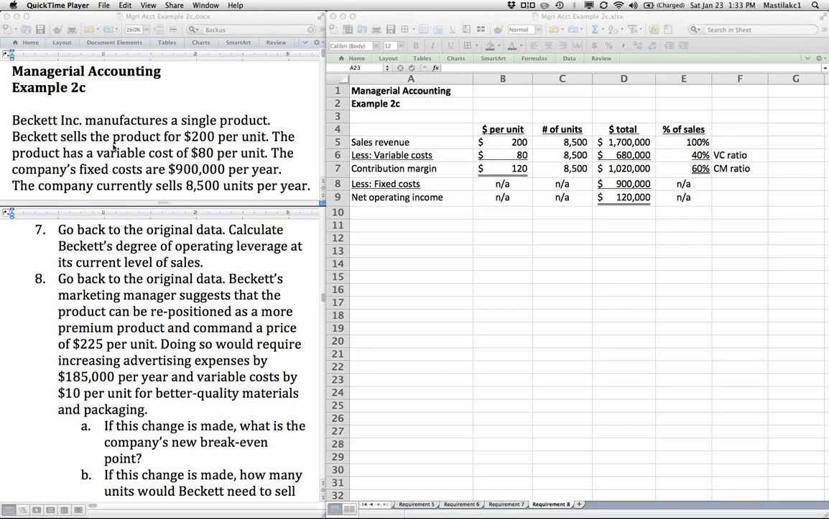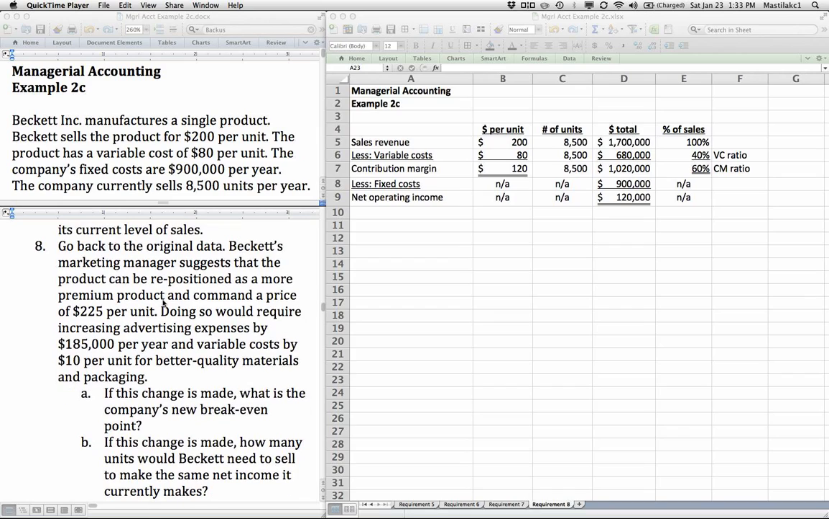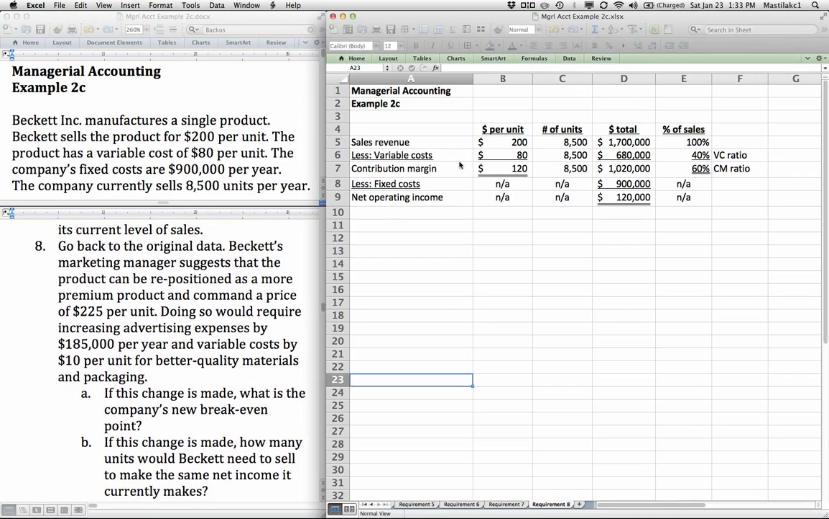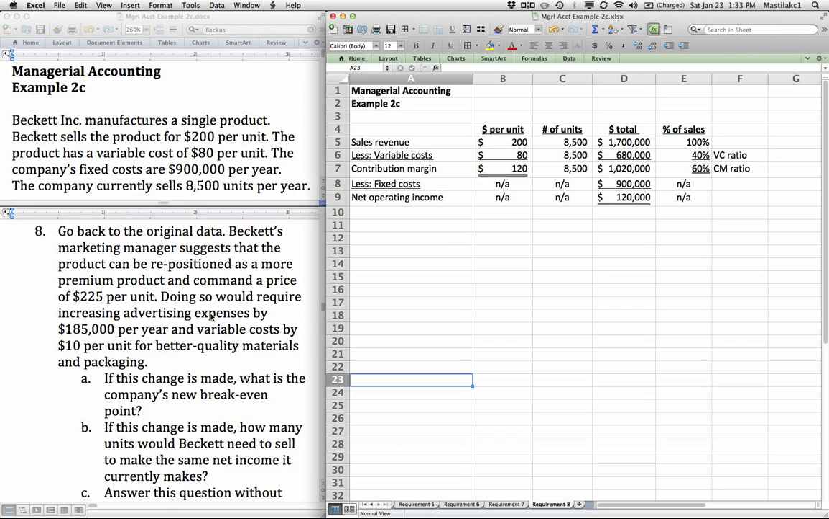Continuing example 2C, requirement 8. Go back to the original data. Beckett's marketing manager suggests that the product can be repositioned as a more premium product and command a price of $225 per unit. Doing so would require increasing advertising expenses by $185,000 per year and variable costs by $10 per unit for better quality materials and packaging.